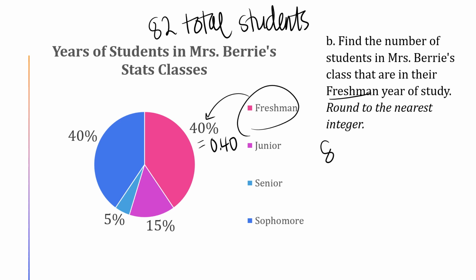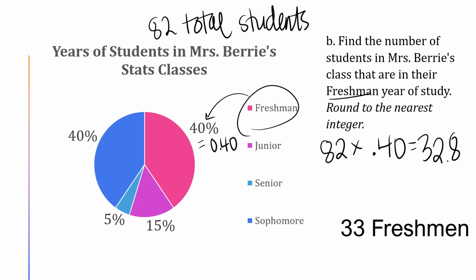So we take 82 times 0.40. 82 times 0.40 is 32.8. If we round that to the nearest integer, the nearest whole number, that's going to be 33 freshmen. So it's super easy to read a pie chart, as long as you know the total number of people surveyed.